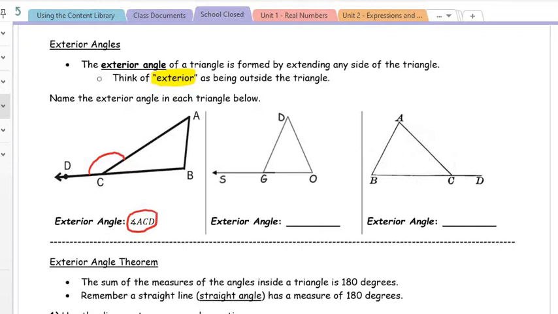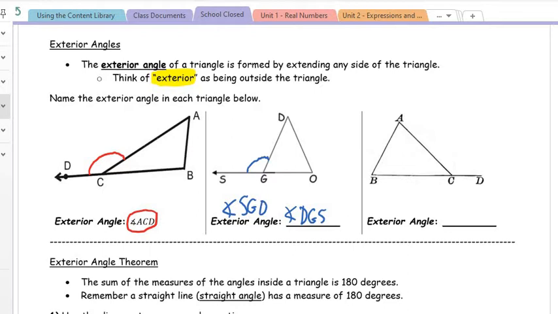For the next one, the exterior angle would be right here, outside the triangle. Notice we extended one side of the triangle, and that would be angle DGS. If we were naming it, you could also call it angle SGD if you were reading it the other way, as long as the G is the middle letter.